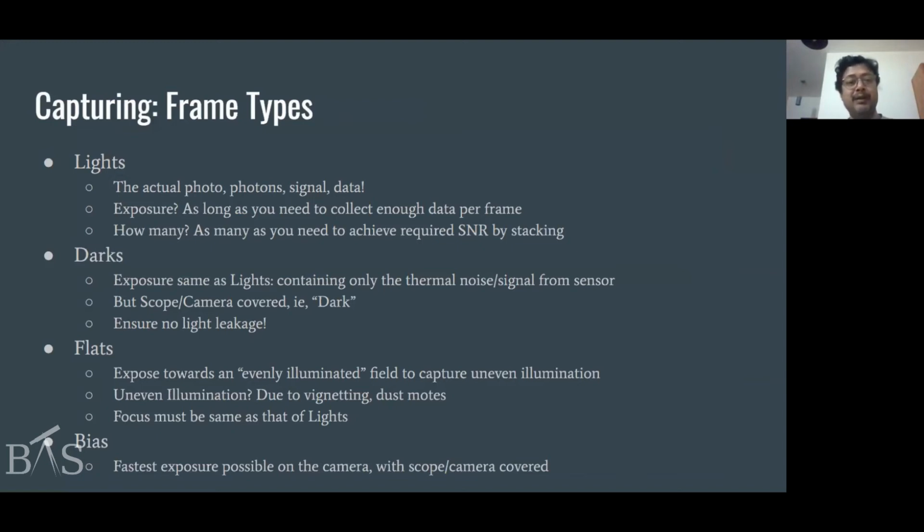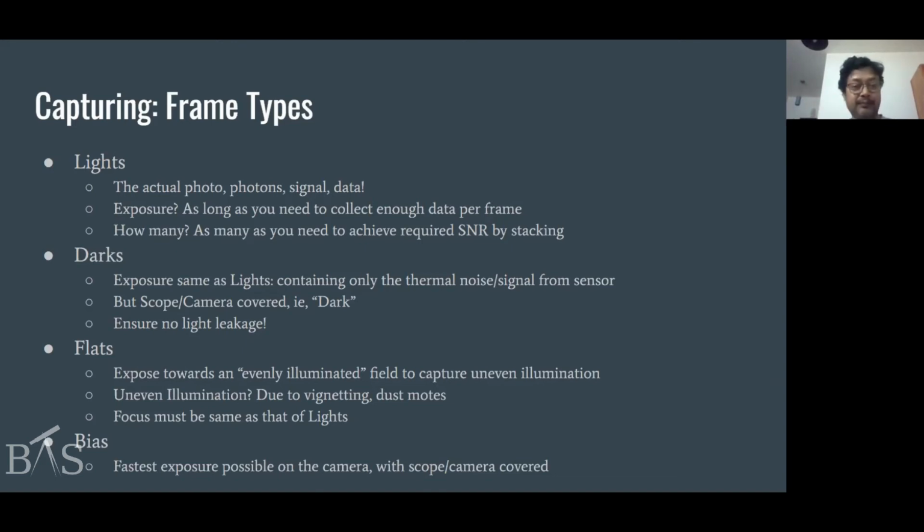We decide some exposure. This comes by practice or some maths. As long as you collect enough data per frame, and the number of images you need to achieve your required SNR level, which is dictated by the sky conditions and so on.